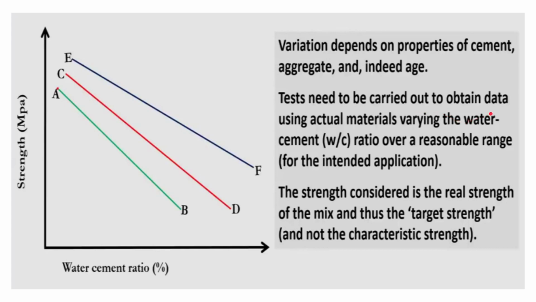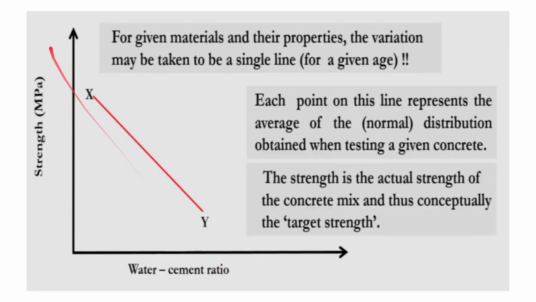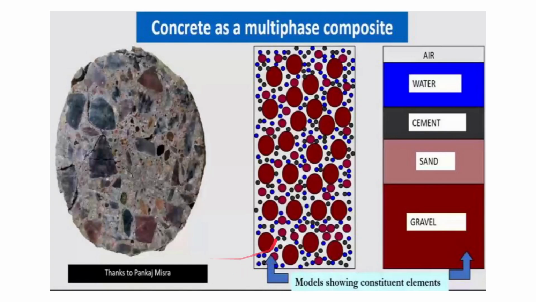So tests need to be carried out to obtain this data, and the strength considered is the real strength, that is the target strength, not the characteristic strength. So that is what has been said here. Each point on this line represents the average of the normal distribution. That is, this strength is basically the target mean strength, not the characteristic strength, and that is obtained from the normal distribution. For given materials and properties, the variation may be taken to be a single line. Although it is not exactly a straight line, it may be assumed to be a straight line.